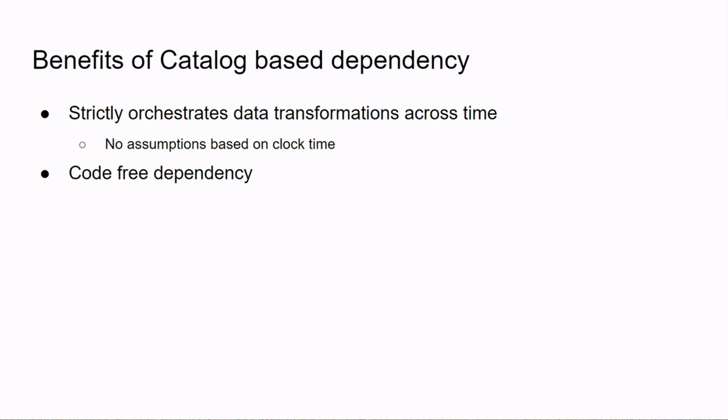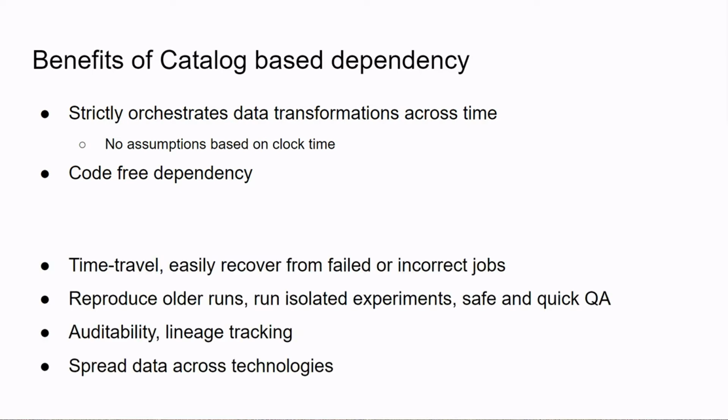Secondly, this dependency is implemented using only configuration and no code in almost all cases. You will see this in the example. The catalog in catalog-based dependency itself is special. Coupled with appropriate data organization and job design, it offers a number of features by itself. The most interesting feature is that it offers automatic time travel. Normally, we have to manually restore an older version of the data and run the appropriate jobs to fix things. Here, the jobs just know what to do and automatically time travel. That makes it easy to recover from failed or incorrect jobs as well as reproduce older runs.